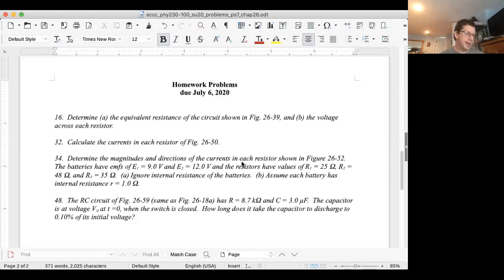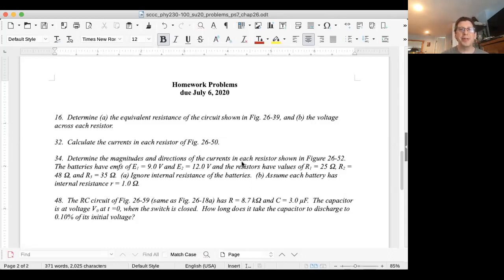And then the next example is problem 32. Calculate the currents in each resistor of figure 26-50. So this is a Kirchhoff's rules problem. There are 2 loops and 2 junctions, so you'll have 3 equations with 3 unknowns, basically. We went over problems like this in class. If you have any questions about them, don't hesitate to email me and ask for help.